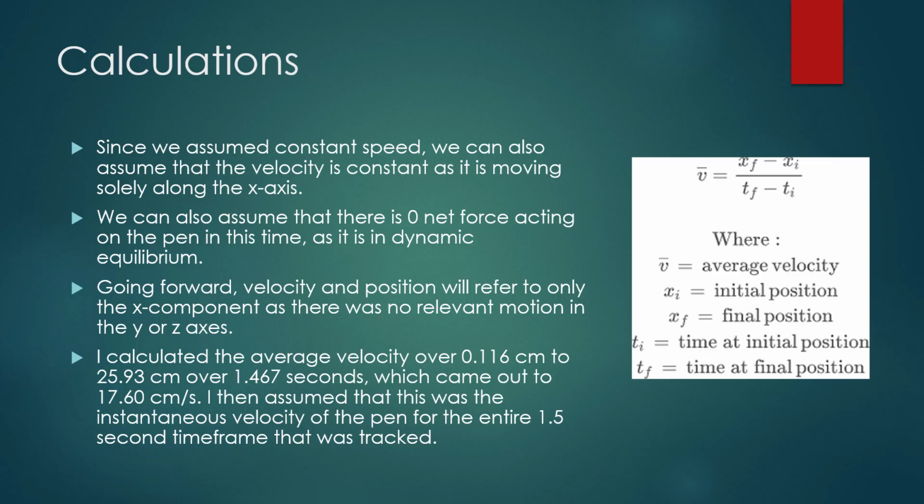But so we calculated the average velocity over 0.0116 centimeters to 25.93 centimeters over 1.467 seconds, which came out to 17.60 centimeters per second. We then assumed that this was the instantaneous velocity of the pen at any given point, since the speed was assumed to be constant.